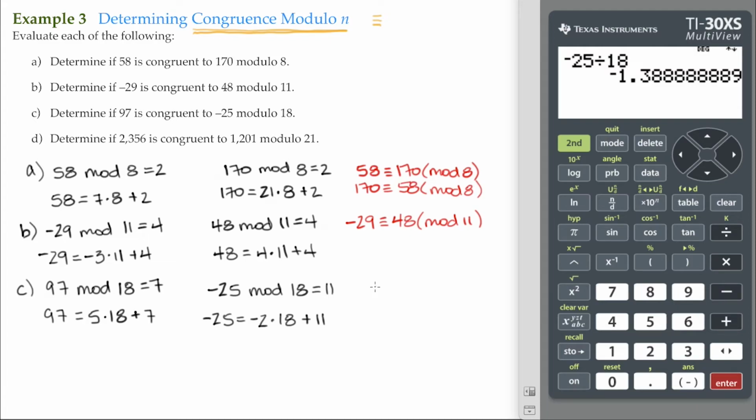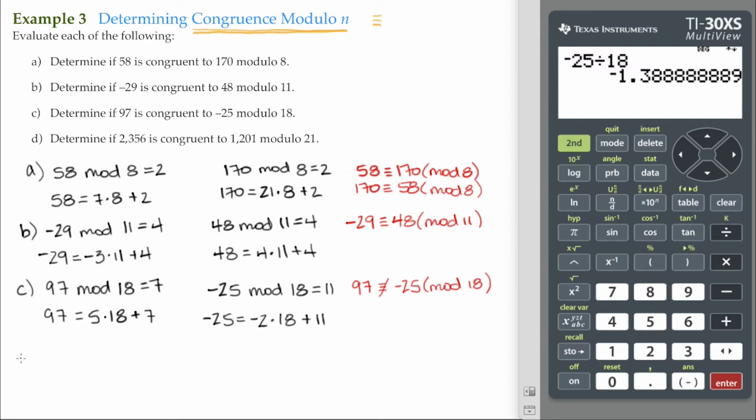So we can say that 97 is not congruent. We can do the congruency sign with a line through it to negative 25 mod 18. We could also write this as negative 25 is not congruent to 97 mod 18. Either way is fine.